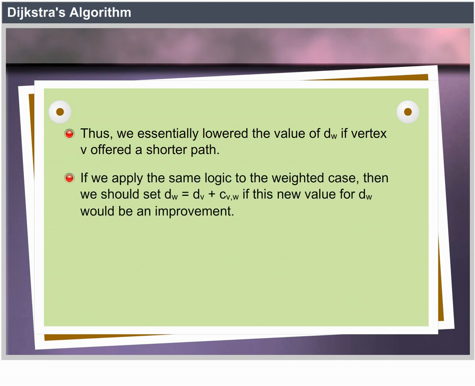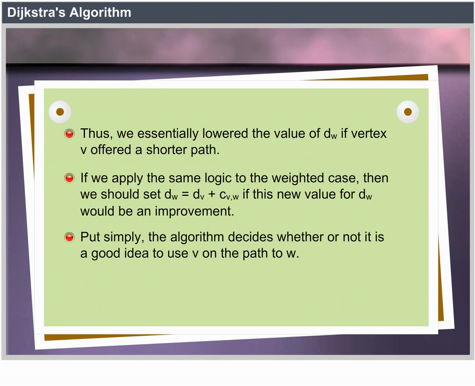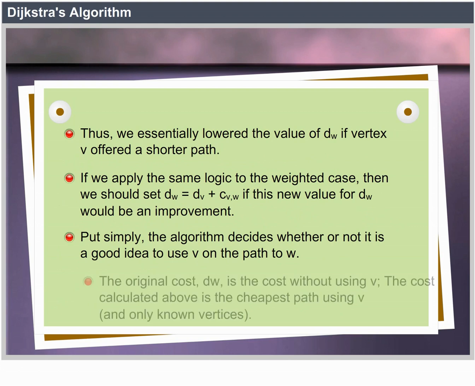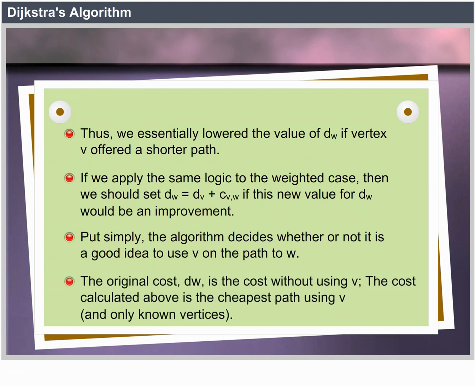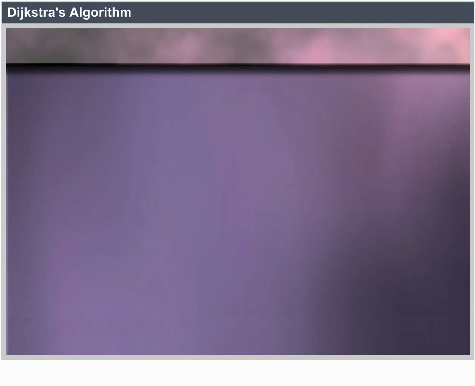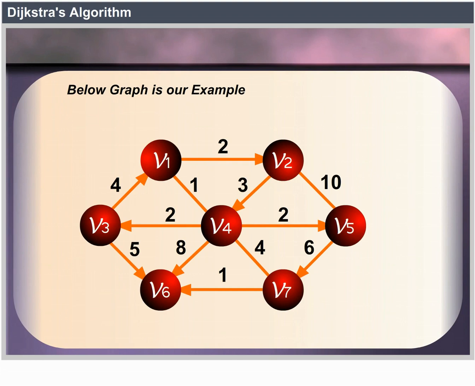If we apply the same logic to the weighted case, then we should set dw equal to dv plus cvw, if this new value for dw would be an improvement. Put simply, the algorithm decides whether or not it is a good idea to use v on the path to w. The original cost, dw, is the cost without using v. The cost calculated above is the cheapest path using v and only known vertices. This graph is our example.